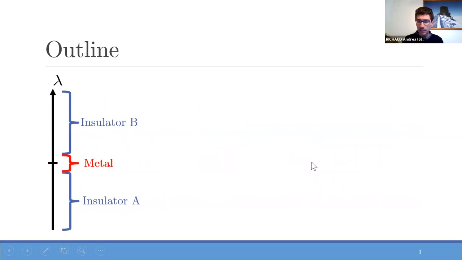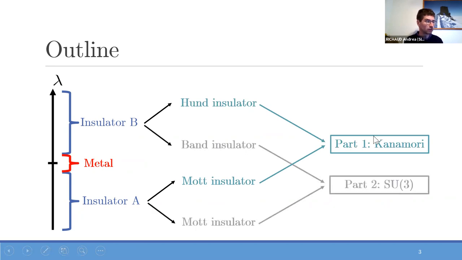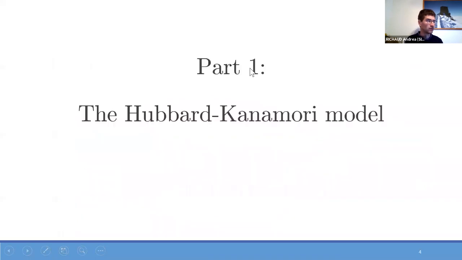So this gives the outline of what I will talk about. In the first part of my talk, the insulator A will be a Mott insulator, and the insulator B will be a Hund insulator, and the model will be a Hubbard-Kanamori Hamiltonian. While in the second part of my talk, we will see the competition between a Mott insulator, a different kind of Mott insulator, and a band insulator. So this is the outline, and let's begin with the first part.